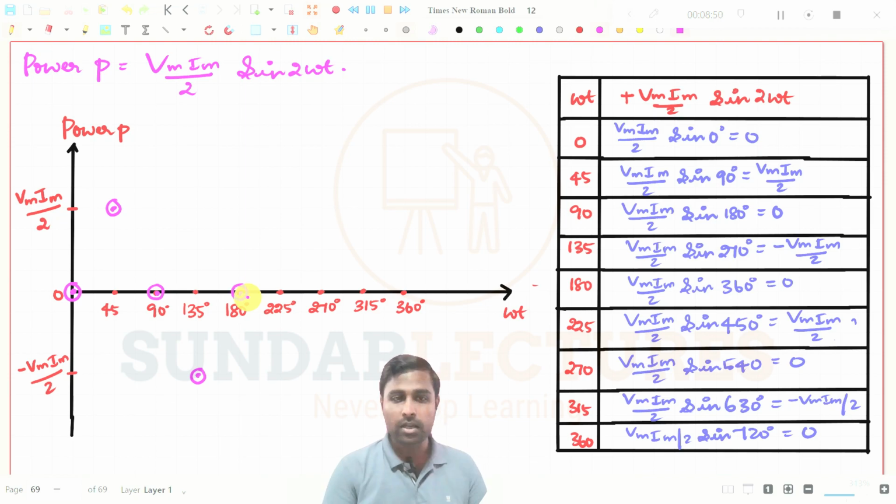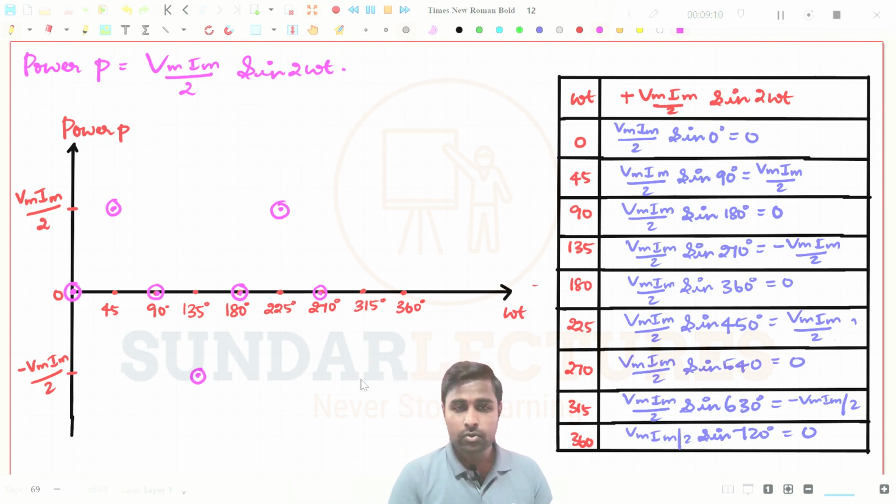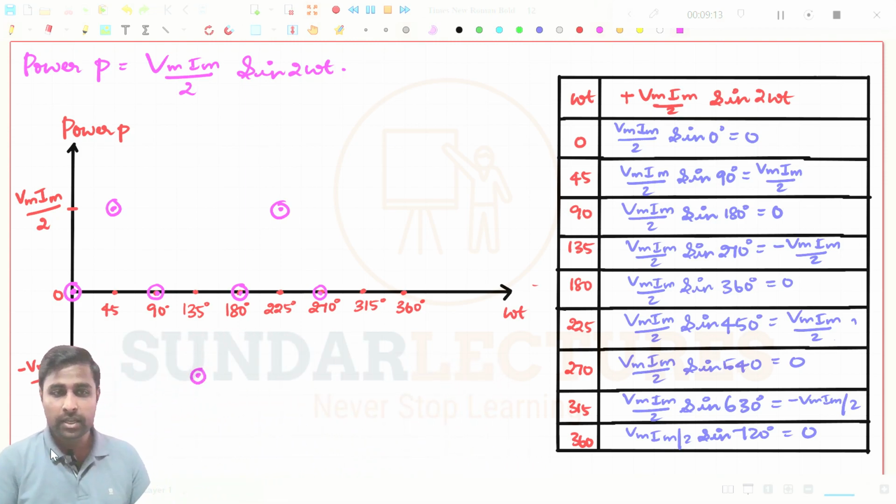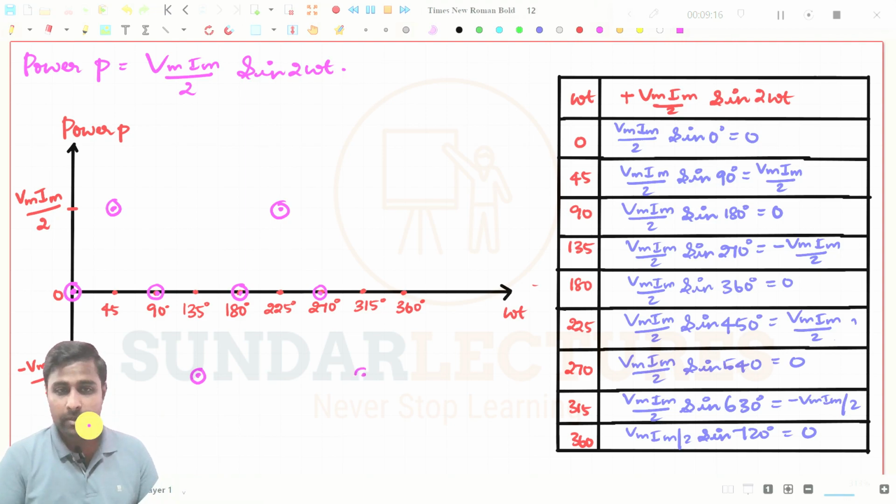You try to cope up with me. At 225 degrees again it is the maximum, Vm Im by 2 in the positive direction. At 270 degrees again it is 0, so it will be here. At 315 degrees we get minus Vm Im by 2, and at 360 degrees again you get 0. So now I try to connect all the points. We are just connecting the points, that's all.